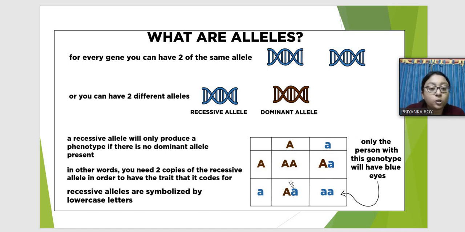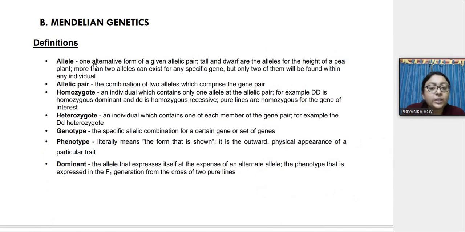And if here only this person will have blue eyes, then this small a is the recessive allele trait for blue eyes. So only the recessive allele will be expressed here, and wherever the recessive allele is along with the dominant allele in a heterozygous condition, the recessive allele will never be expressed, only the dominant allele will be expressed. So this genotype, small a small a, will have blue eyes and the others will all have brown eyes. So these are a few terms.